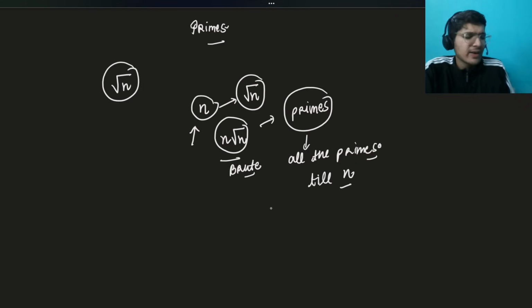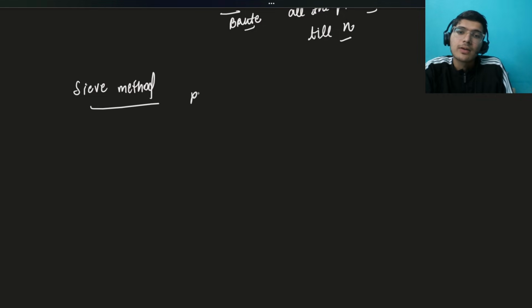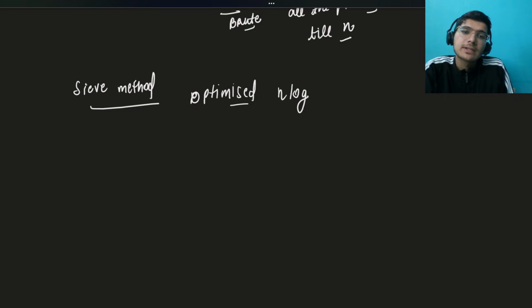Other way, I think most of the people know. If you don't know, then I can tell you. This is the sieve method, an optimized method. So instead of going n root n, we can go n log n types. N log of log n, by the way, something like n log of log n.